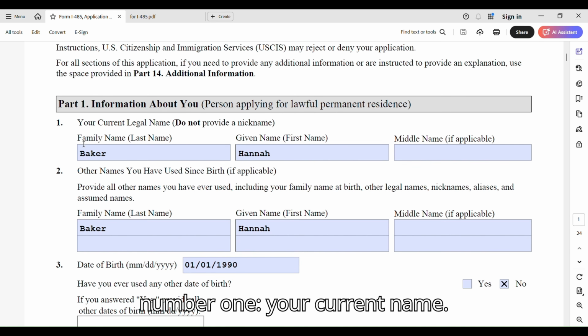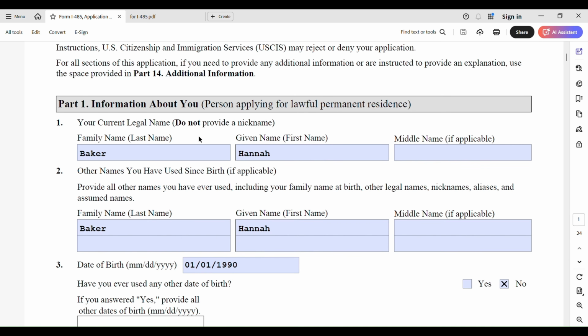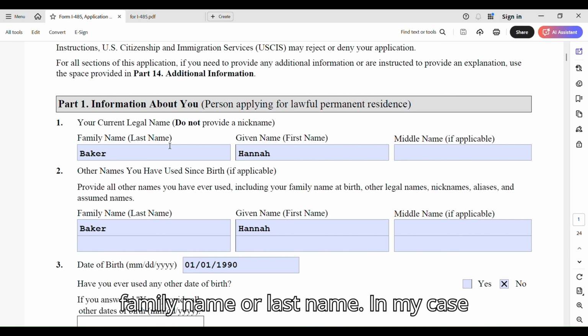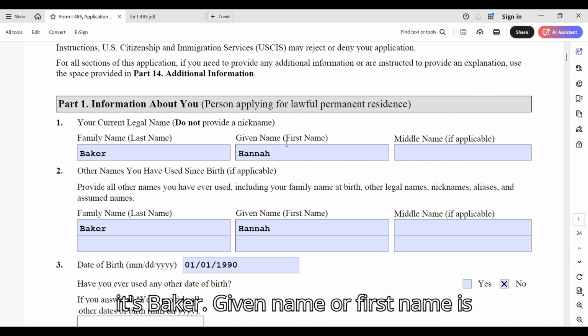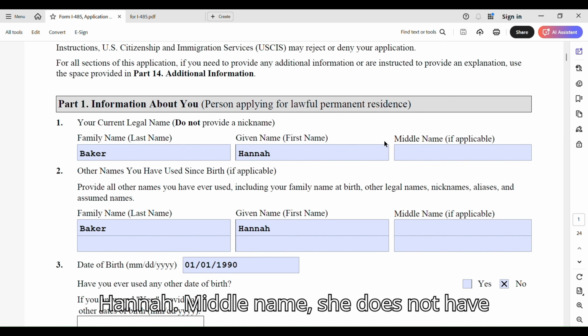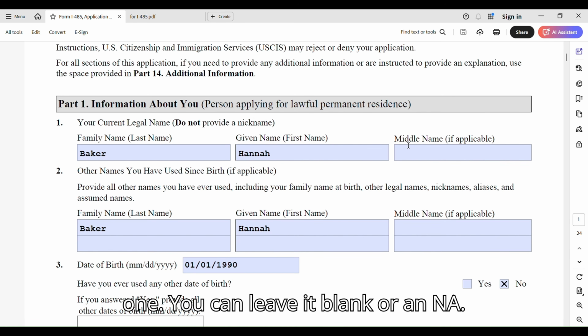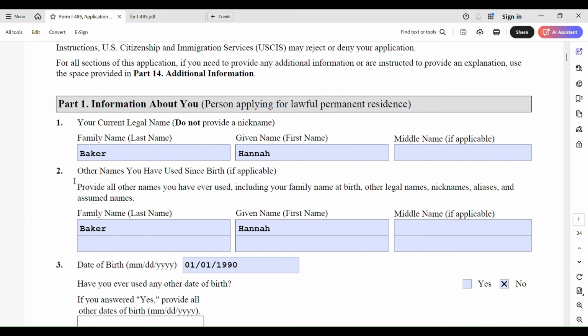Question number 1, your current legal name. Do not provide a nickname. Family name or last name, in my case, it's Baker. Given name or first name is Hannah. Middle name, she does not have one. You can leave it blank or put N/A.